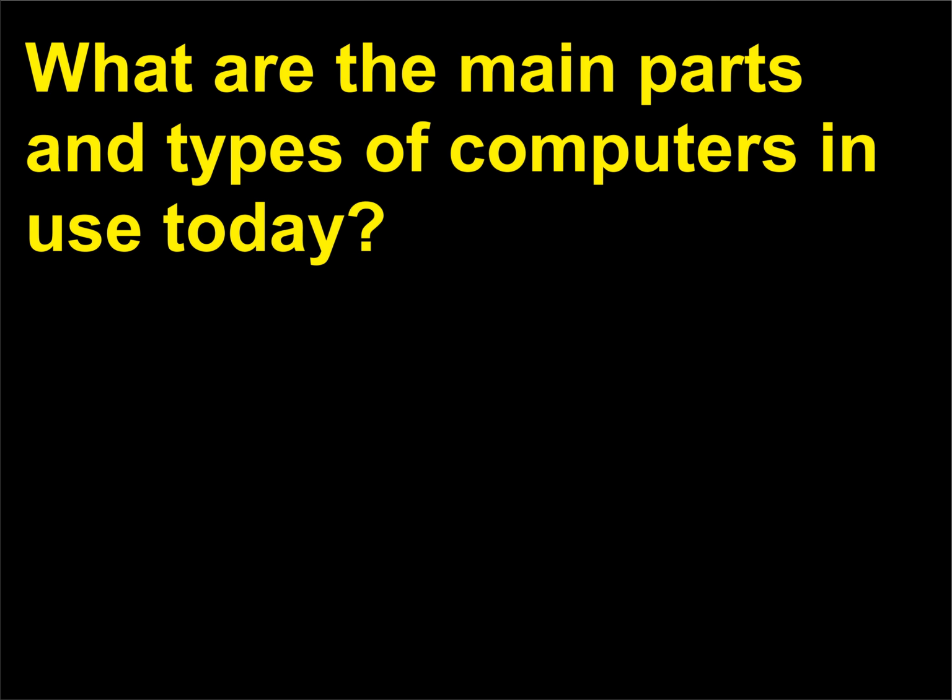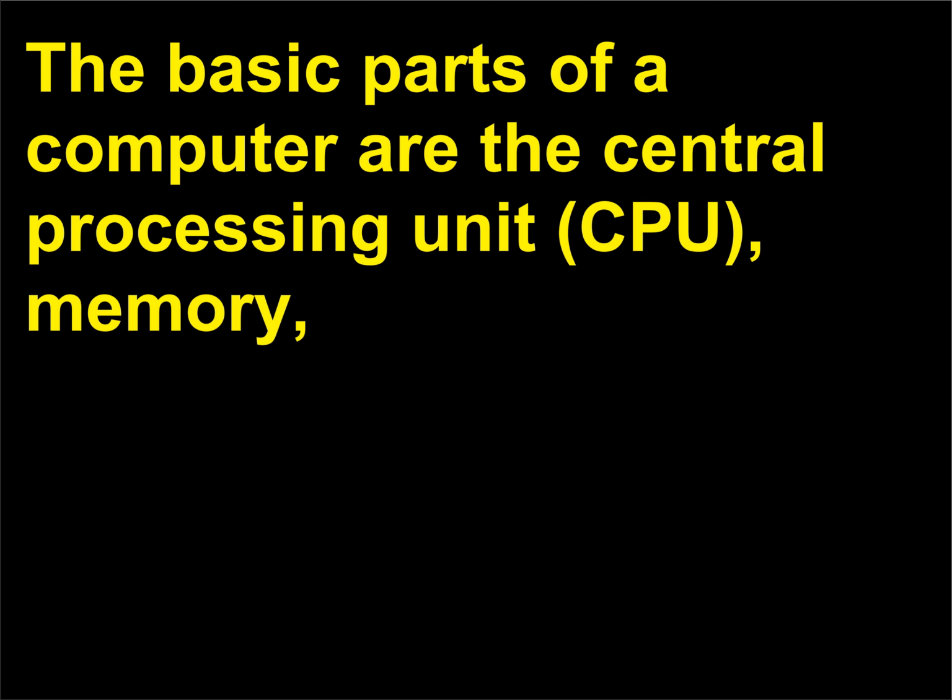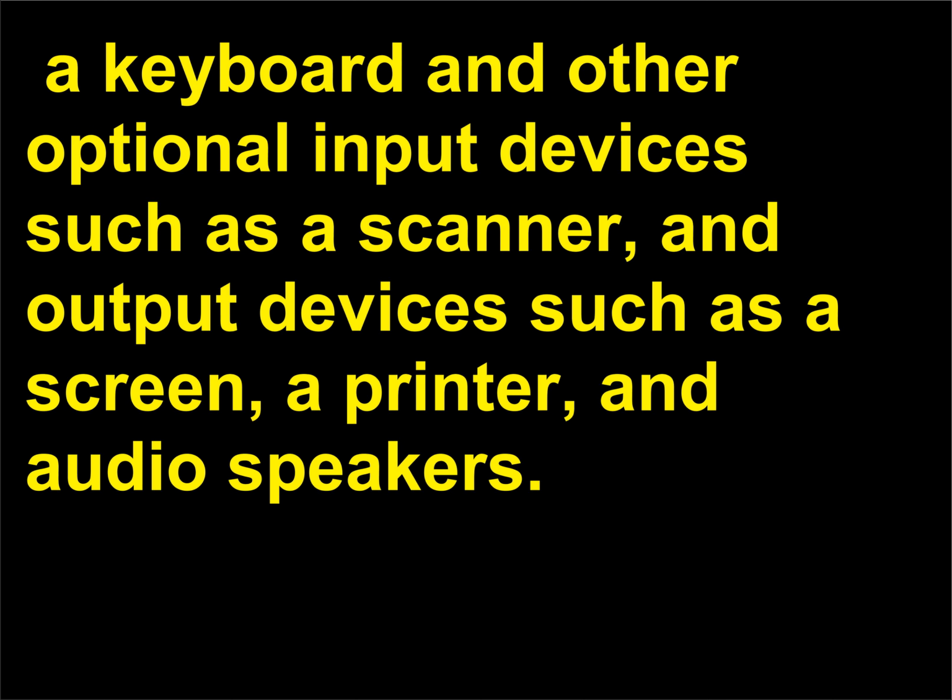What are the main parts and types of computers in use today? The basic parts of a computer are the central processing unit, CPU, memory, a keyboard and other optional input devices such as a scanner, and output devices such as a screen, a printer, and audio speakers.